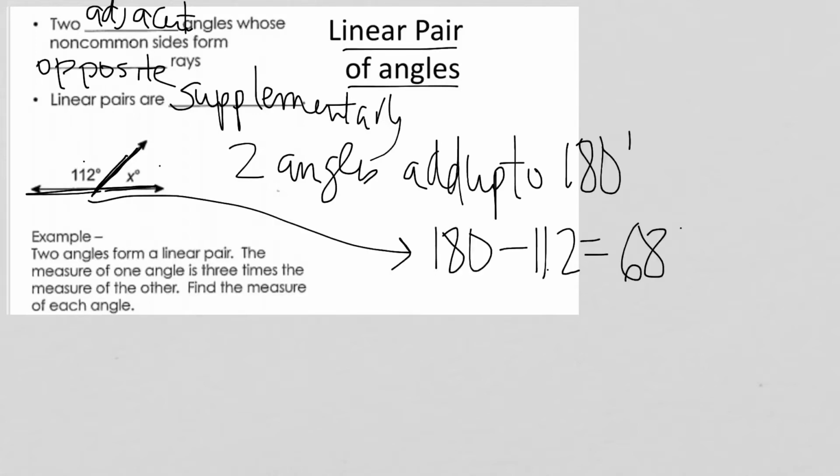Okay, so for this first example, to find out x, we know they are a linear pair. They're laying on a straight line there. We do 180 minus 112, we get 68 degrees.